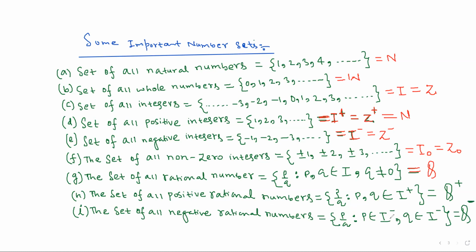Okay children, next is the set of all real numbers. So basically real numbers are represented by capital R. I think there is no need for any explanation here. Okay, next is the set of all positive real numbers. So this is represented by R plus.